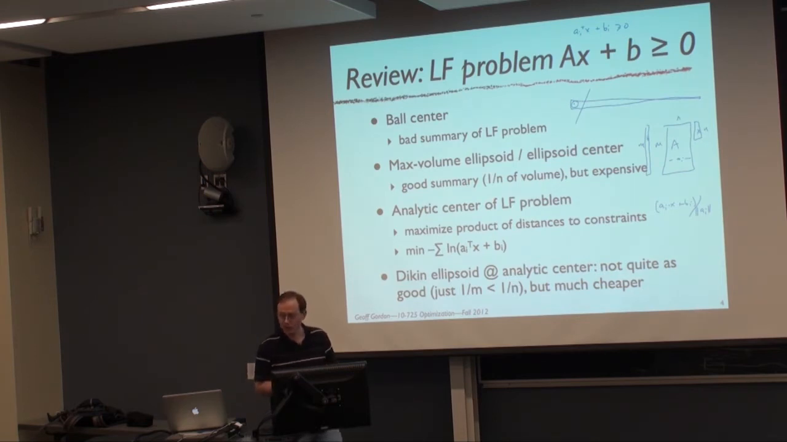Okay. So the analytic center itself isn't necessarily a great summary of the feasible region, but in a few minutes from now, we'll define the Dikin ellipsoid. And the Dikin ellipsoid centered at the analytic center is going to be a pretty good summary of the feasible region. In fact, we're going to be able to prove that it contains 1 over m of the volume of the feasible region, where m is the number of constraints, which is not as good as 1 over n, right? So m here is bigger than n, but it's much cheaper to find. Okay? Yes?